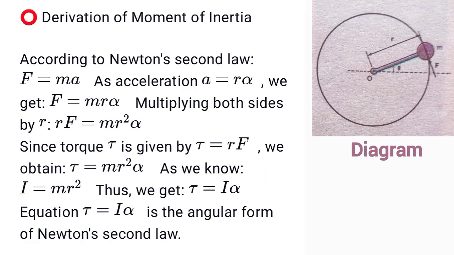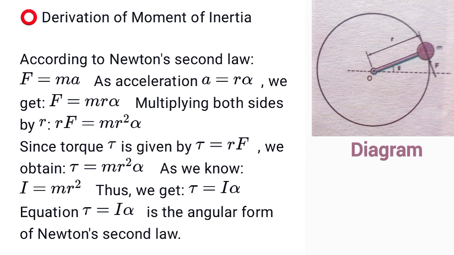Derivation. According to Newton's second law, force F equals ma. As acceleration a equals r alpha, so force equals mr alpha. By multiplying r on both sides, rF equals mr² alpha. It is equation number 1.